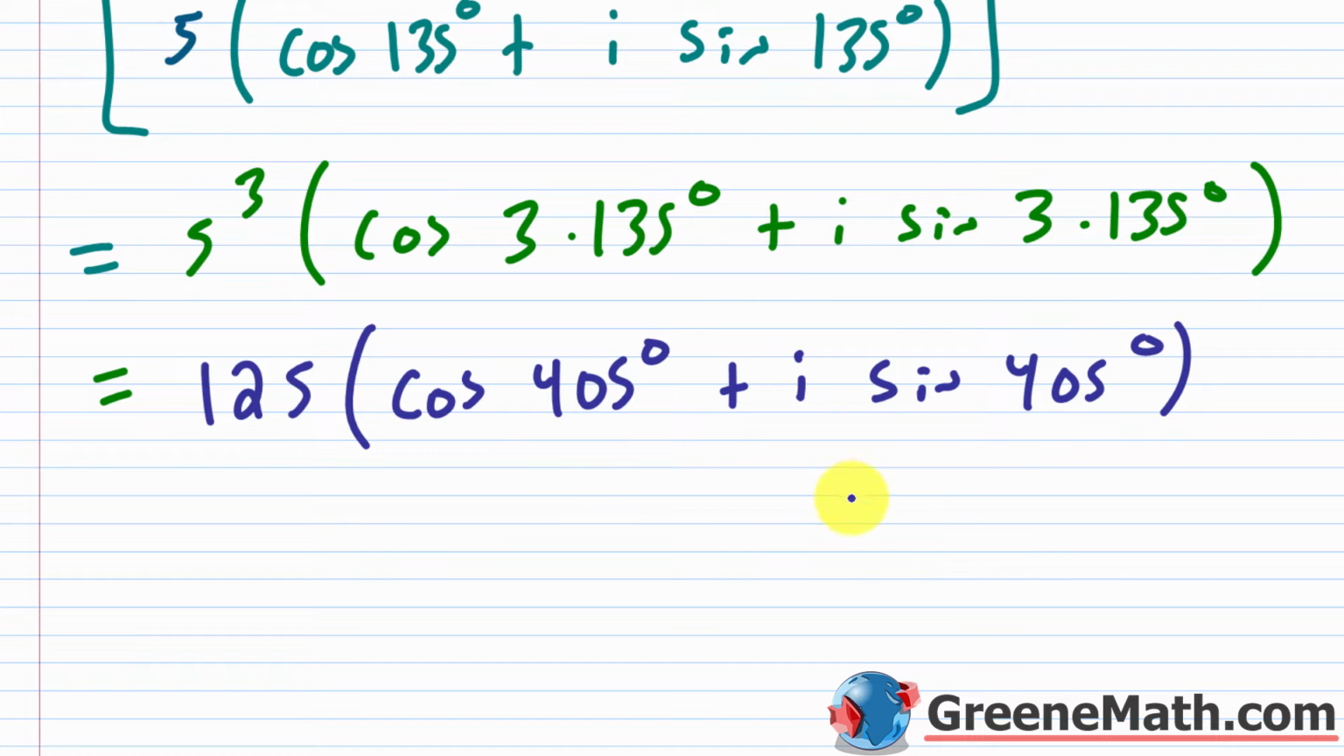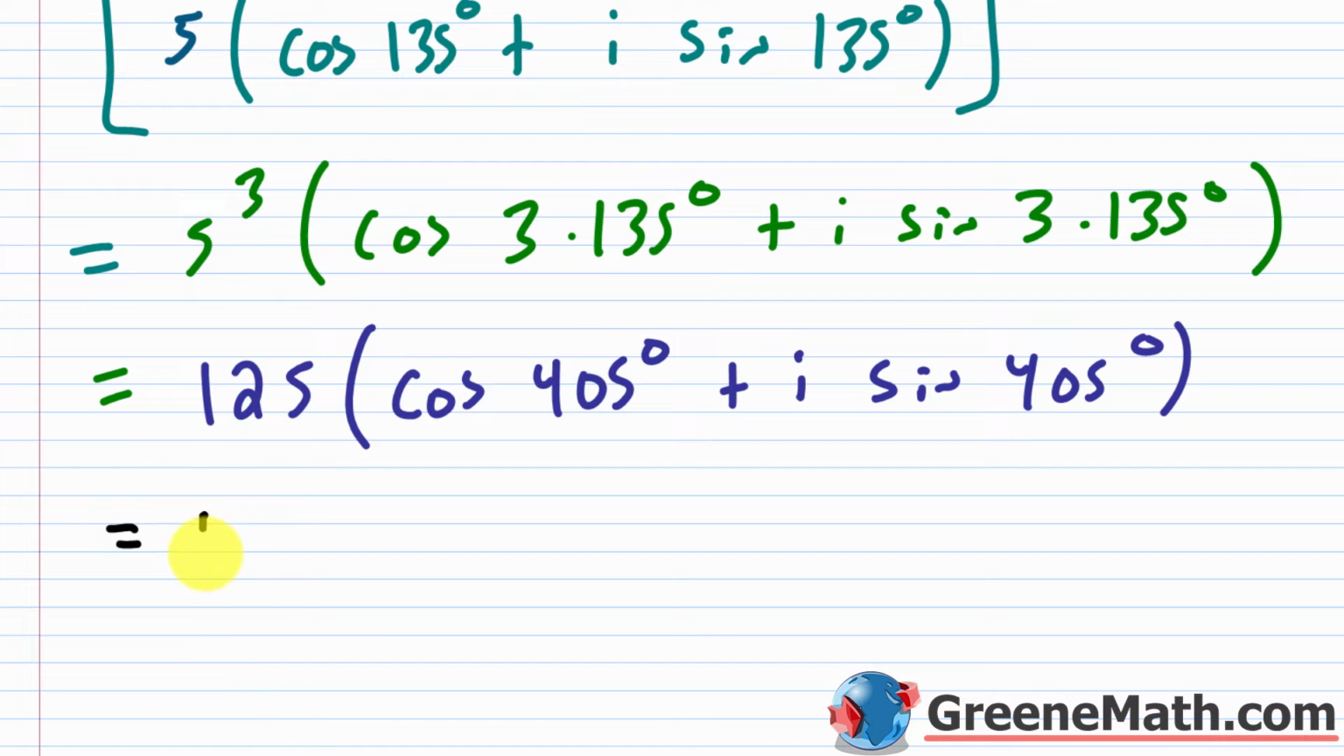Now, I would not leave it like this, although a lot of teachers will allow it. I always like to find the coterminal angle that's between 0 degrees and 360 degrees, where 0 degrees is included and 360 degrees is not. So for this one, it's real easy. Just take 405 degrees and subtract 360 degrees away, and that's going to give you 45 degrees.